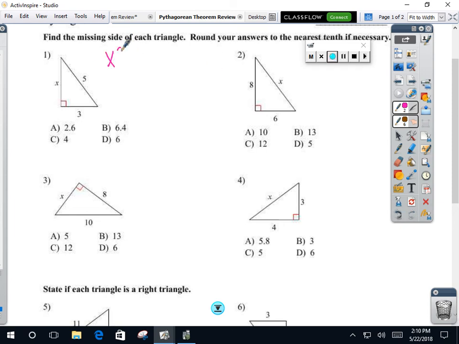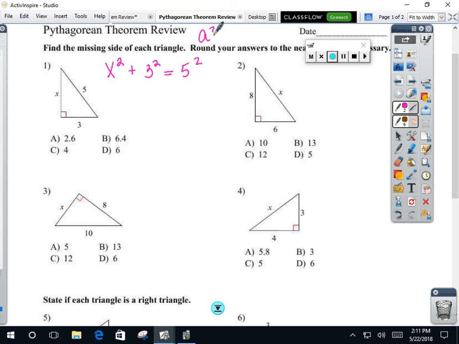X. Not that that really matters. You could have left it A squared. Then that means the other leg is a length of 3 units, so I'll plug it in for B and square it. And then the hypotenuse, which is always across from the 90-degree angle, is 5. And then square it. Because remember, the Pythagorean theorem is A squared plus B squared equals C squared.